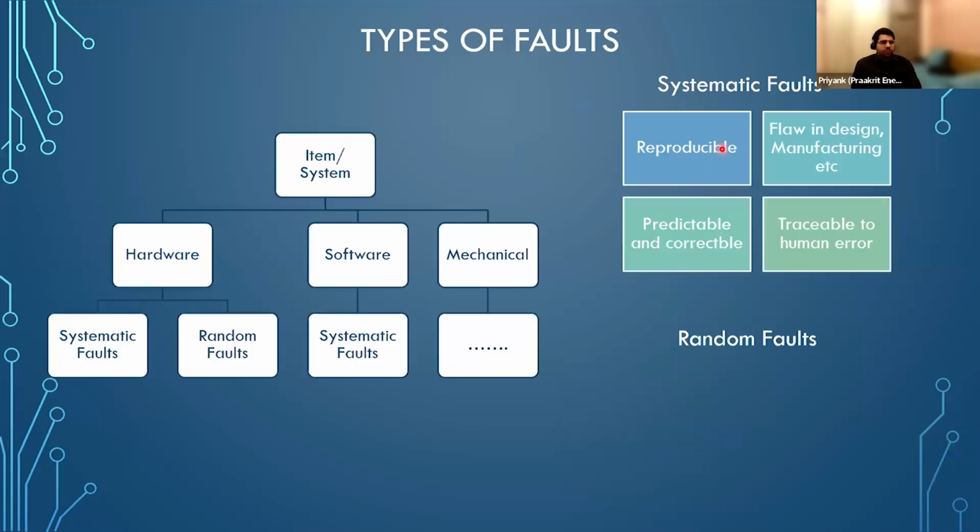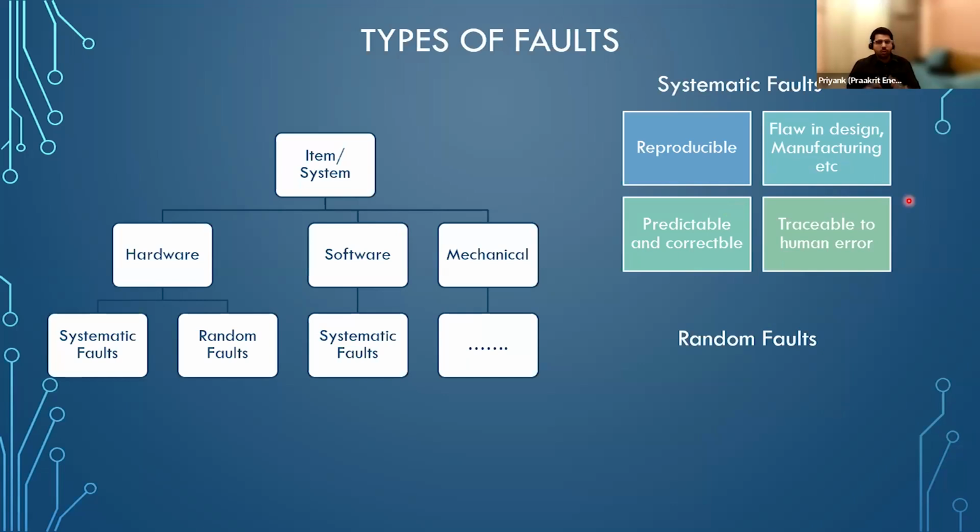Systematic faults are reproducible, which means that they happen with given certain conditions. And so if you reproduce those conditions, you reproduce the fault. They're generally due to a flaw in design, manufacturing, etc. Here, remember that we're talking of both hardware and software. So design faults and manufacturing faults can happen in both hardware and software. They're predictable and correctable. So you can actually predict not just the rates, but even why they happen, and you can correct them even during the design phase. And generally speaking, systematic faults are traceable to a human error during the design phase.